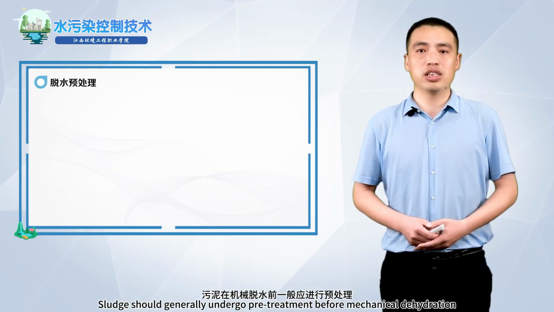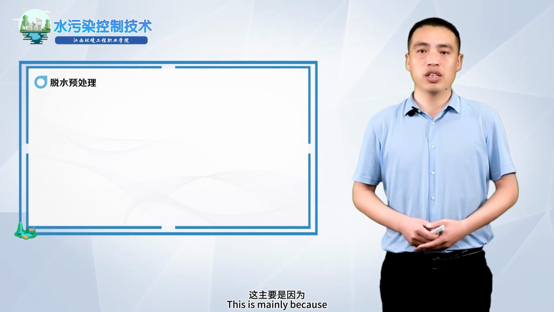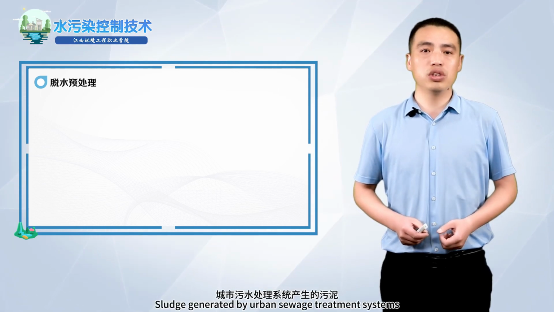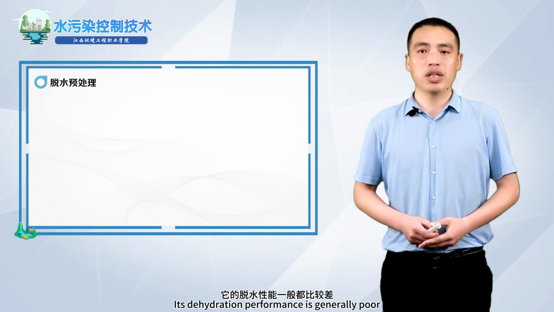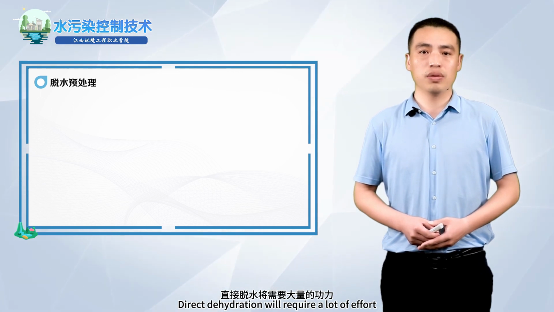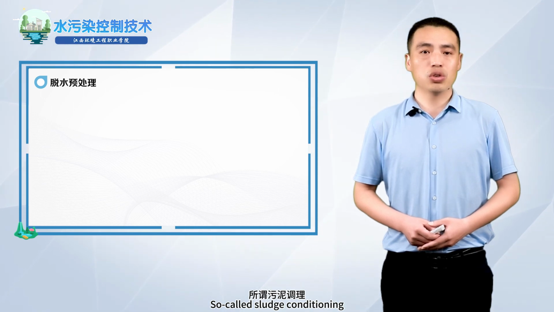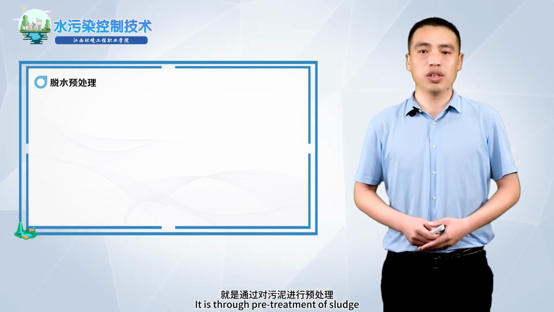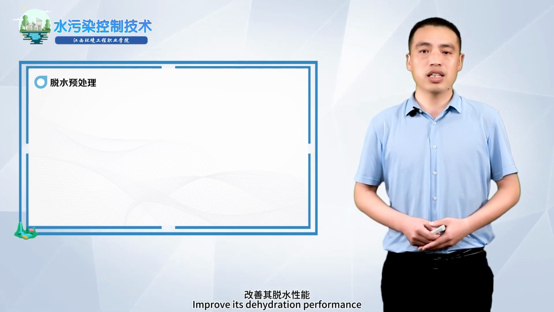Sludge should generally undergo pre-treatment before mechanical dewatering, also known as sludge conditioning. This is mainly because sludge generated by urban sewage treatment systems, especially activated sludge, generally has poor dewatering performance. Direct dewatering would require a lot of effort, and therefore it is not economical. So-called sludge conditioning is pre-treatment of sludge to destroy its colloidal structure, reduce the affinity between mud and water, and improve its dewatering performance.